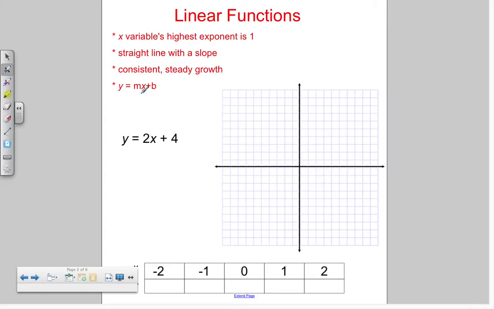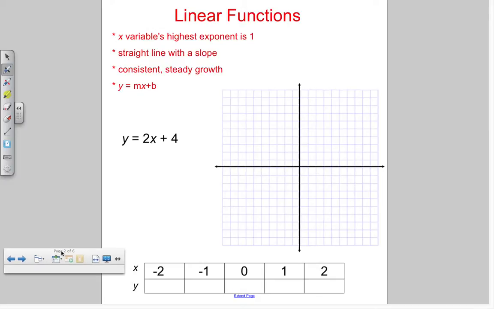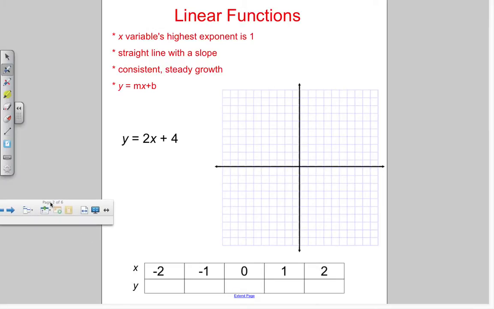Do you remember what m is? Do you remember what b is? You need to know that. You need to know that so well that you can memorize it and say it in your sleep. Okay? All right, so let's do this one, 2x plus 4. It was in our last lesson. This should feel easier now.